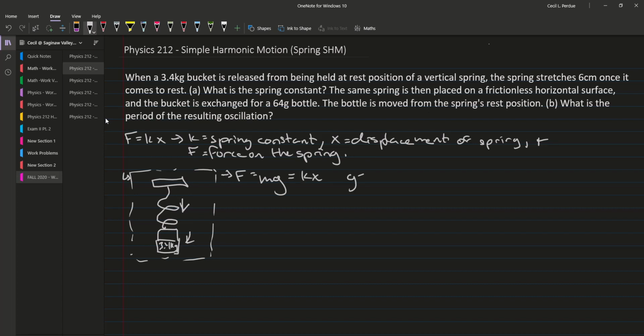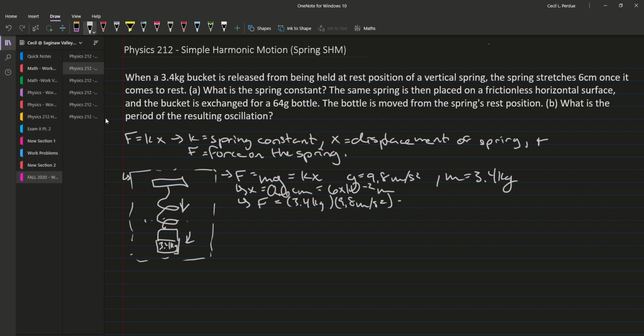g, we know, is the acceleration due to gravity, which is 9.8 meters over second squared, and m is equal to 3.4 kilograms. If we plug those in, and we plug in the fact that we know the displacement, or the amount that the spring moves from rest, is 6 centimeters, or 6 times 10 to the negative 2 meters, then 3.4 kilograms multiplied by 9.8 meters over second squared is equal to 6 times 10 to the negative 2 meters times k.